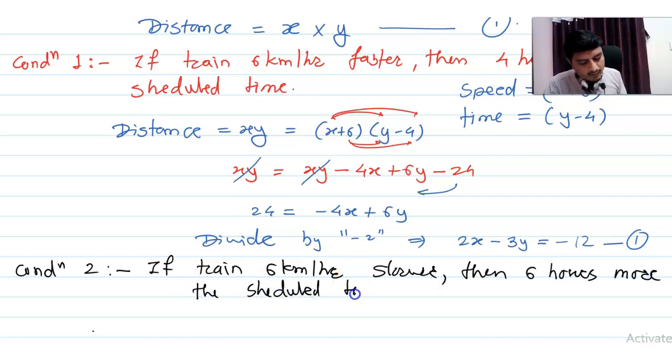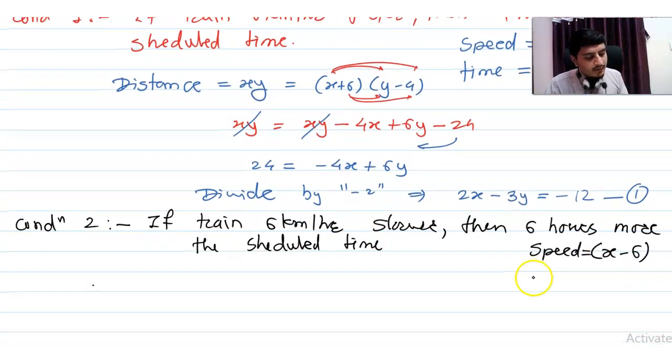So now the speed of the train is given by the original speed, x. Now the train is slower by 6 km per hour, which means we have to subtract 6 from the original speed. And the time required now is 6 hours more. The original time is y, so we have to add 6 to it.